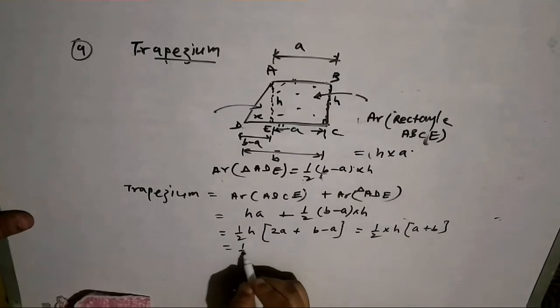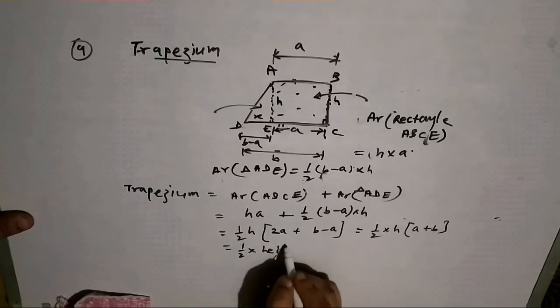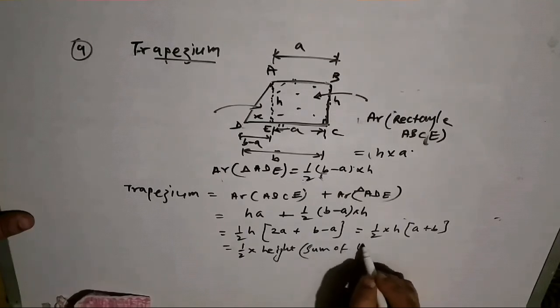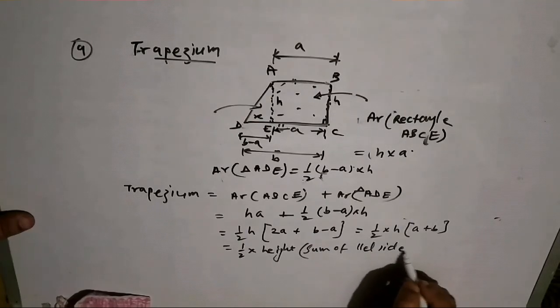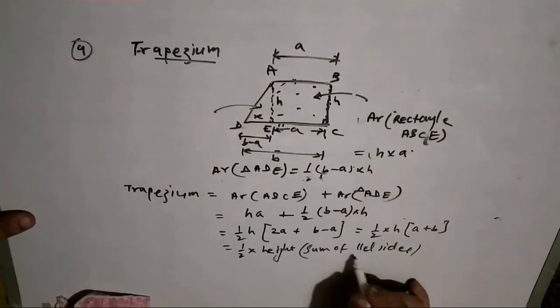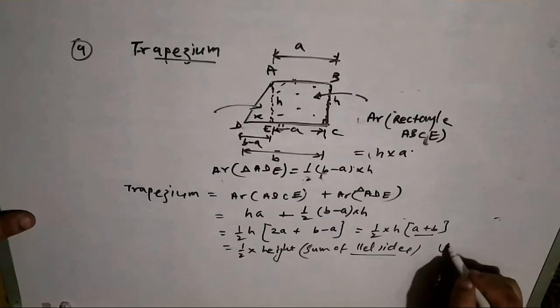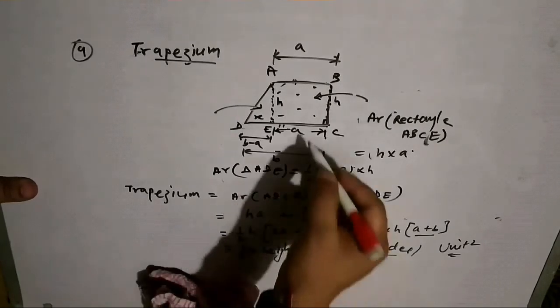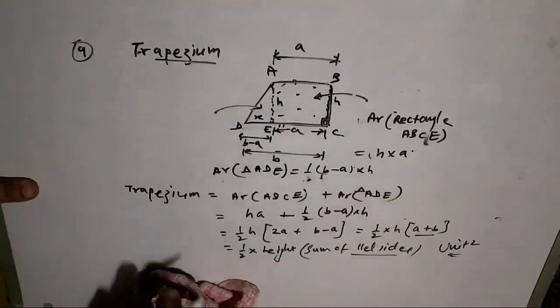Okay, so that is nothing but 1 by 2 into h, where h is the height, and a plus b is the sum of the parallel sides. So a and b are the parallel sides, and the area is in unit square. So that is a simplified version. It is not necessary that the sides be perpendicular.